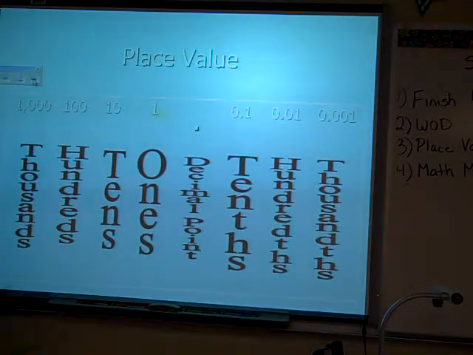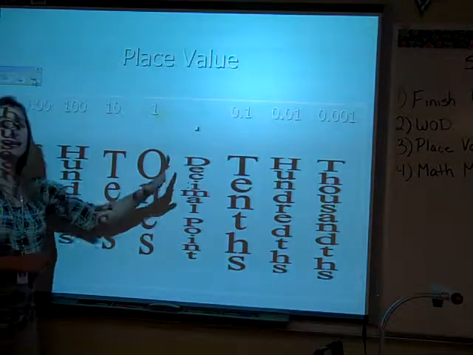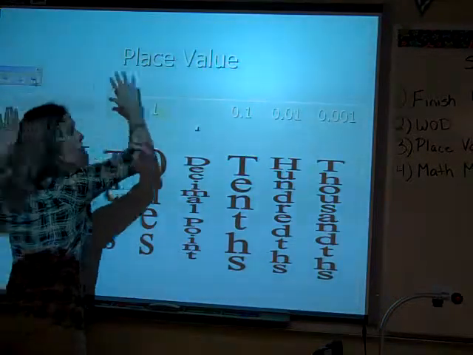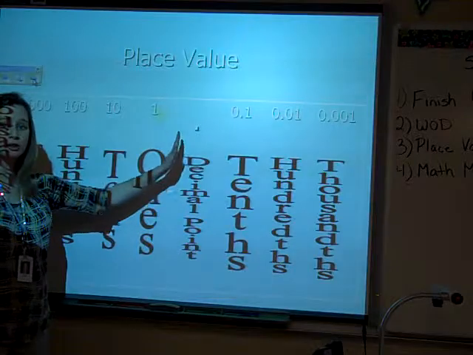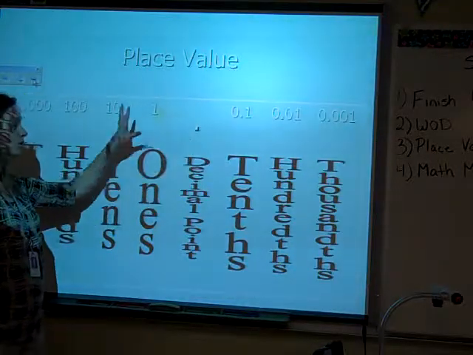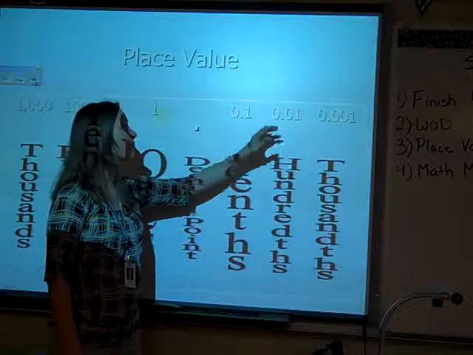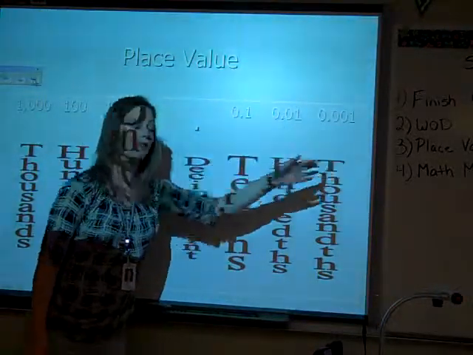Okay. We've looked at place value charts a couple different ways. This is just to remind you that the bigger numbers are always to the left of the place value chart and the smaller numbers are to the right. So remember, this decimal separates whole numbers from pieces of numbers. Everything to the left is a whole number, and everything to the right is a piece of a number. And a tenth is bigger than a hundredth, and a hundredth is bigger than a thousandth.